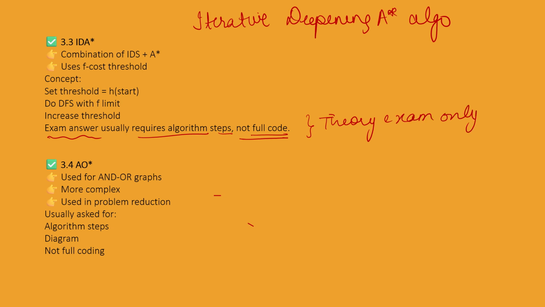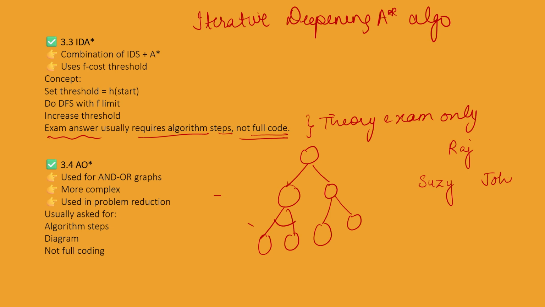This is for your theory exam only. Now, AO star. AO star is really important in terms of theory exam. Now, let's see first what is AO star. Let's suppose Raj has two friends, Susie and John. Susie has two friends, A and B. John also has C and D.